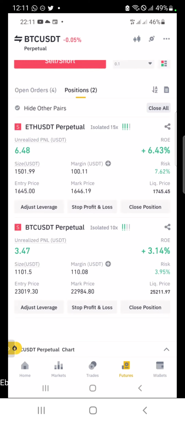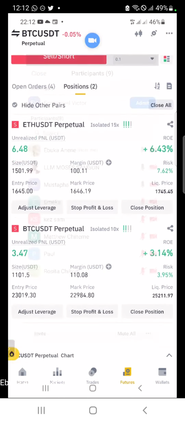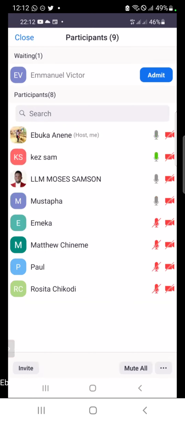10% of $1 million is how much? 100,000. 100K. So if I enter that trade with 1 million like this, now I secure like 100K. That's the salary. It is sweet.